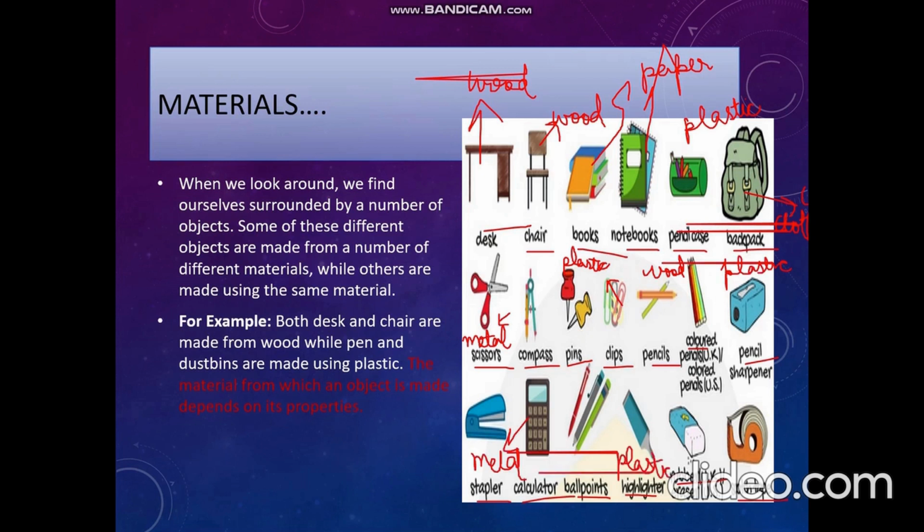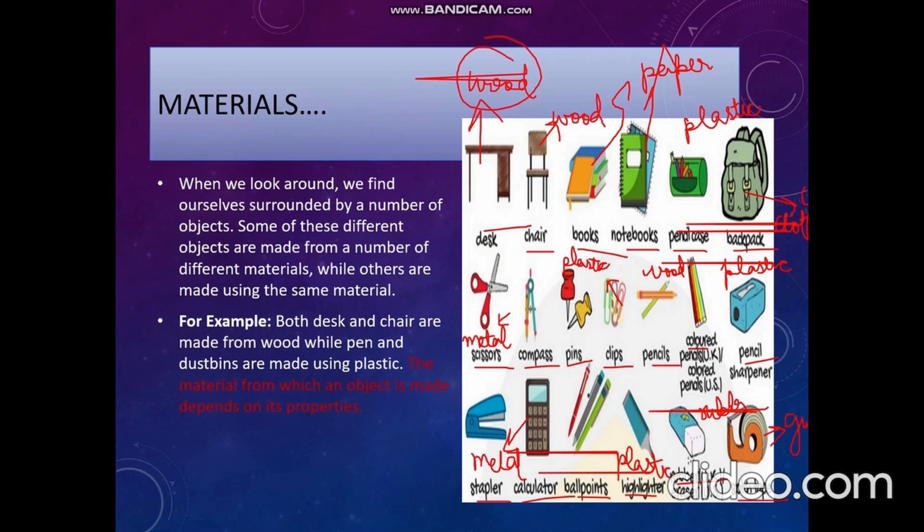Rubber is made up of rubber. Rubber is also a material. Suit tape is made up of gum. So, we have discussed about various elements or various materials such as wood, paper, plastic, metal, gum, rubber. All these are different materials. So we have classified these objects into materials.